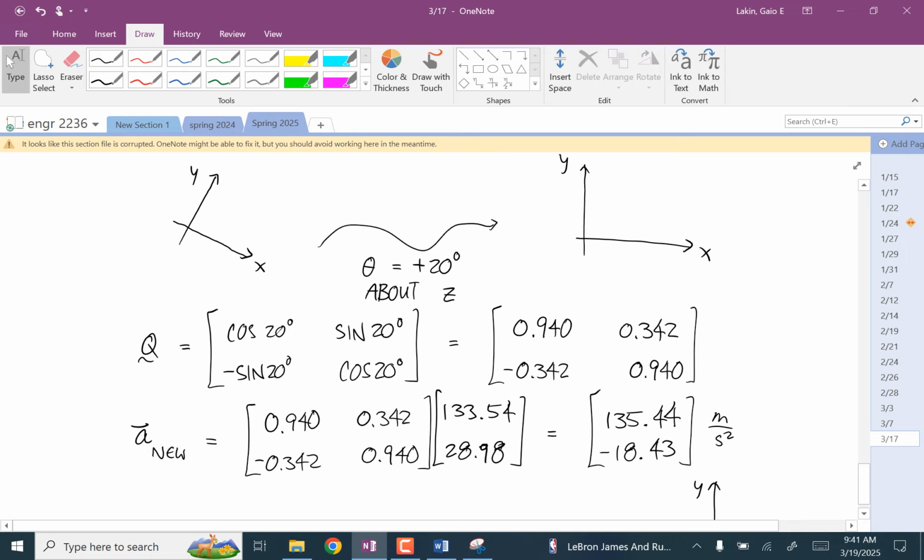Once you're used to using rotation matrices, you have them programmed in your calculator or whatever, it's just so stunningly much faster to punch it in than to think, okay, this is the sine, this is the cosine, multiply by this length.